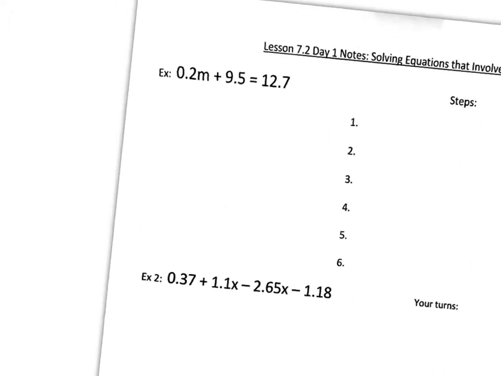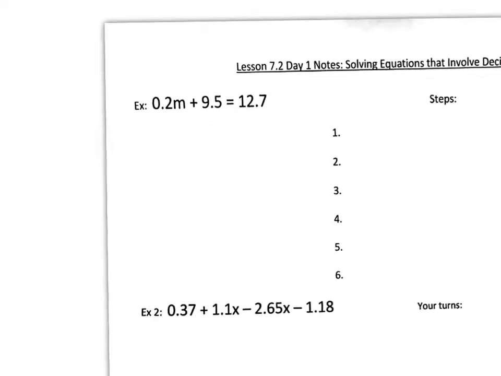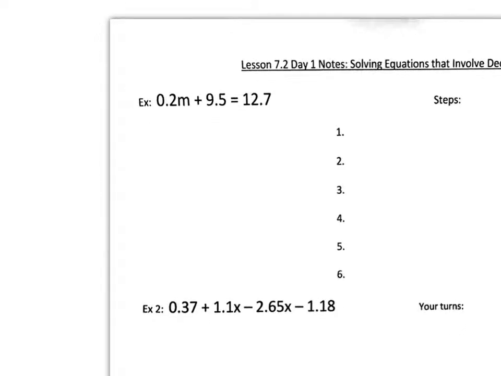And before we take a look at the steps, I want to first show you example number one. So we have 0.2m plus 9.5 equals 12.7. Remember that our goal here is to get m by itself.